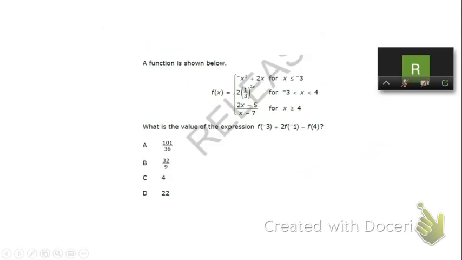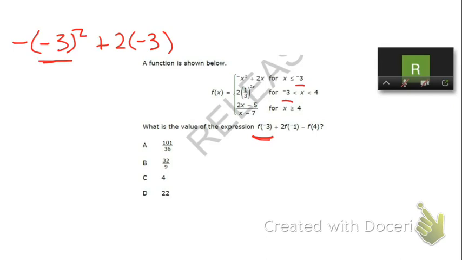All right, so next, this one's not horrible. What you're going to do is take -3 and plug it in the one that has -3 in it. So -3 is here or here, but which one's equal? So what you're going to do is plug -3 into the first one. So you've got (-3) squared plus 2 times -3. Make sure you square before you distribute the negative. And then you're going to take -1, which falls in between these two numbers.